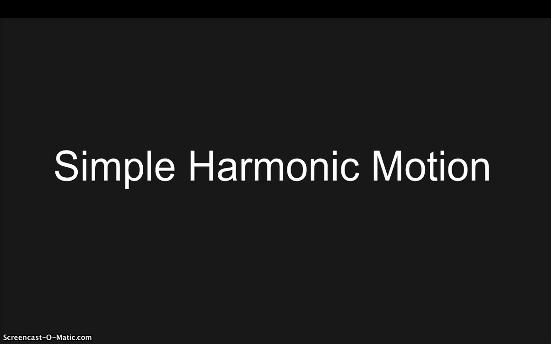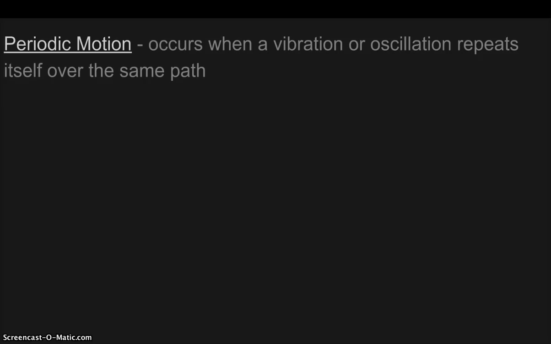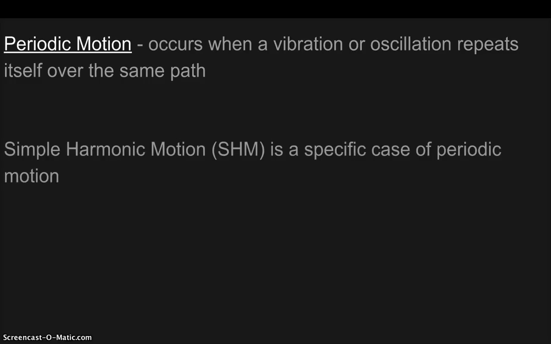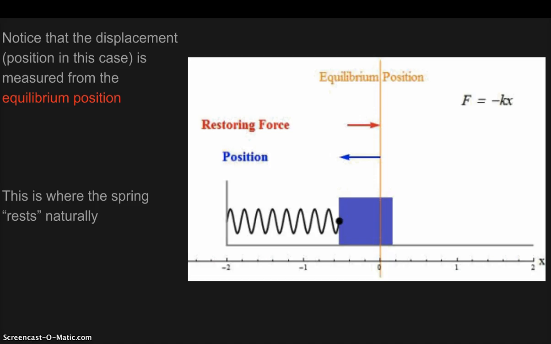Before we can understand what simple harmonic motion is, we first have to understand what periodic motion is. Periodic motion occurs when a vibration or oscillation repeats itself over the same path. So we saw in the lab the spring bouncing up and down, and we saw the pendulum swinging back and forth. This repeated pattern of motion is a great example of periodic motion. So simple harmonic motion is just a specific case of periodic motion.